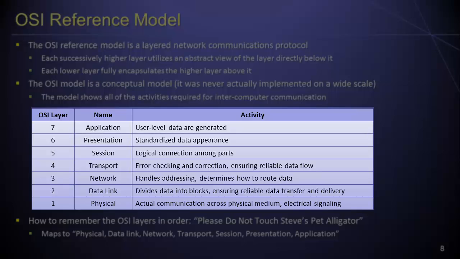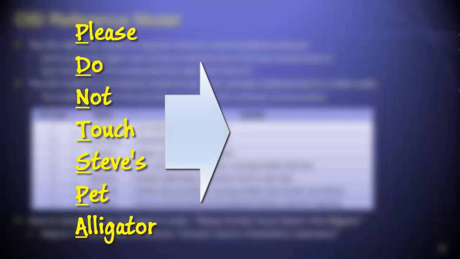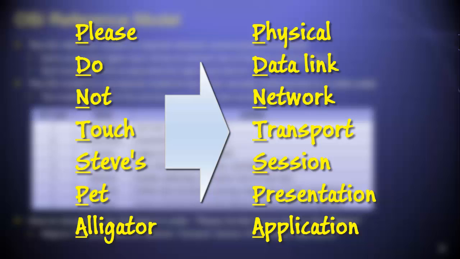One useful way of remembering the OSI layers in order is through the sentence, "Please do not touch Steve's pet alligator," which maps directly to physical, data link, network, transport, session, presentation, and application.